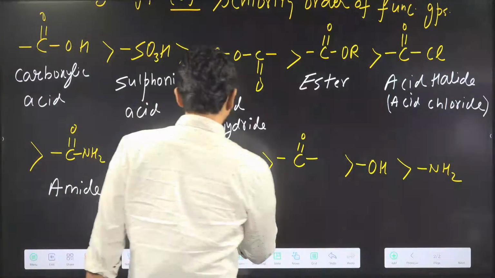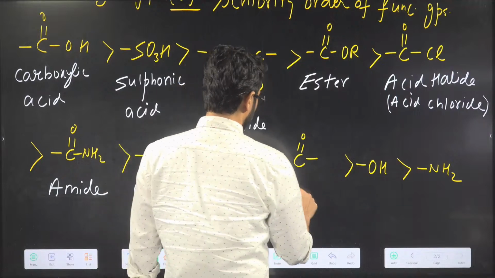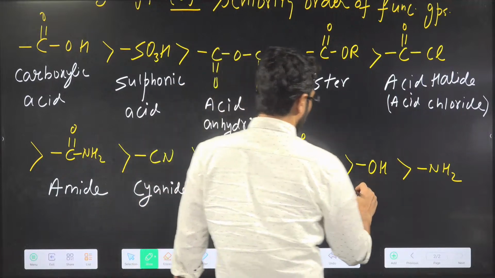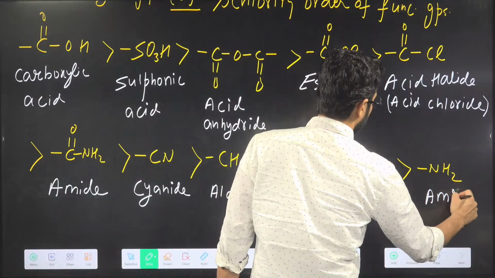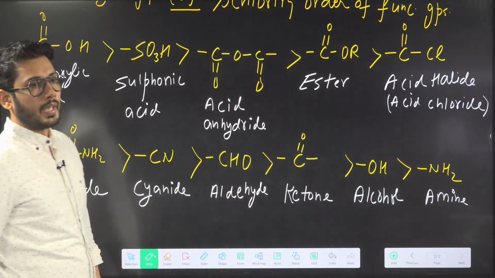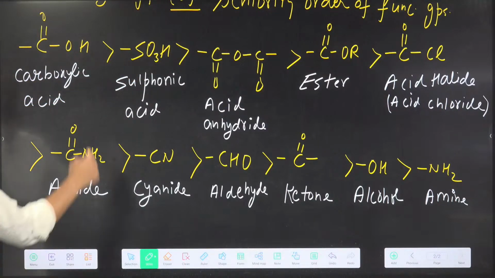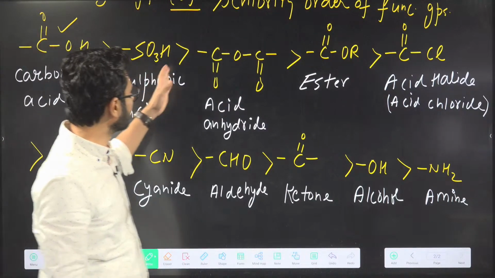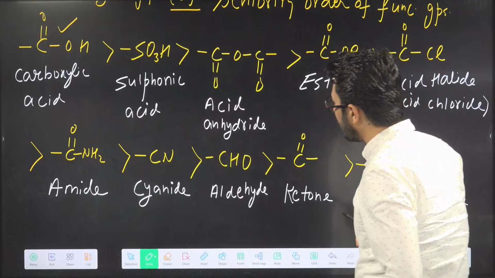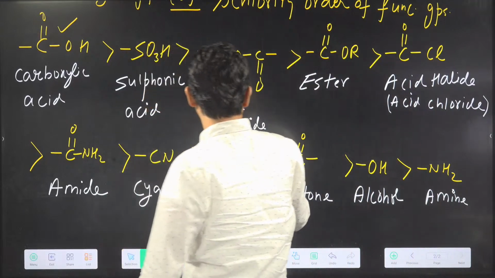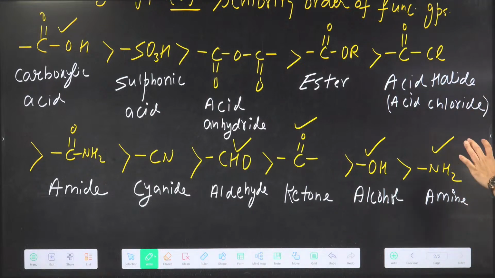Okay. Next is aldehyde CHO, ketone, alcohol, amine. Okay. This is the name of the groups which we are going to use. Among them, most commonly used are carboxylic, aldehyde, ketones frequently, and this. Yes, these are more important.